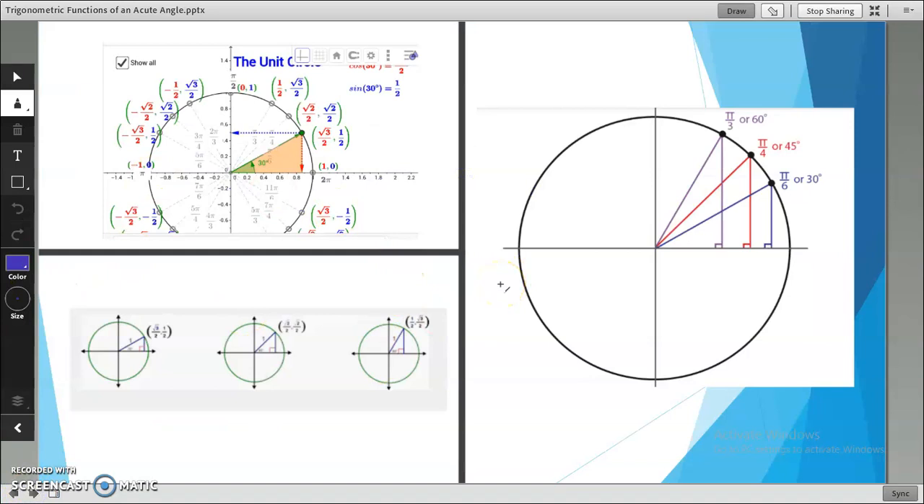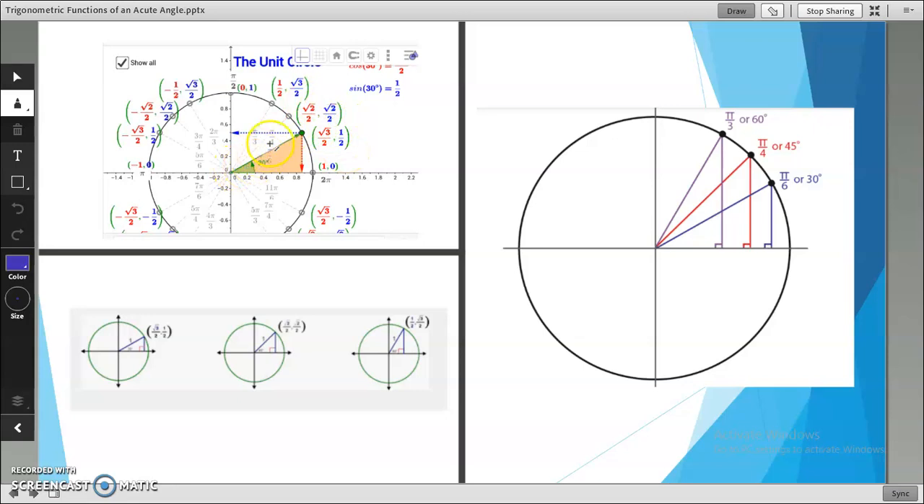They're from the unit circle, right? They're all from the unit circle. So these are some of the values that we have on our unit circle. As you can see here for my triangle, this one I didn't do 30 degrees, but we know that our cosine is root 3 over 2 and our sine is 1/2.